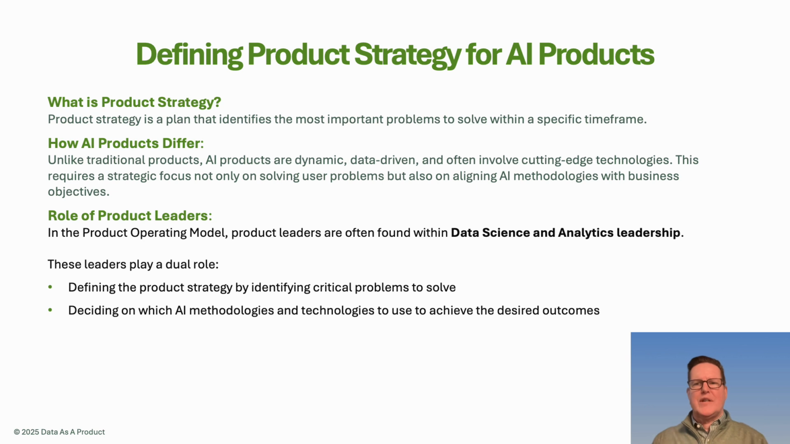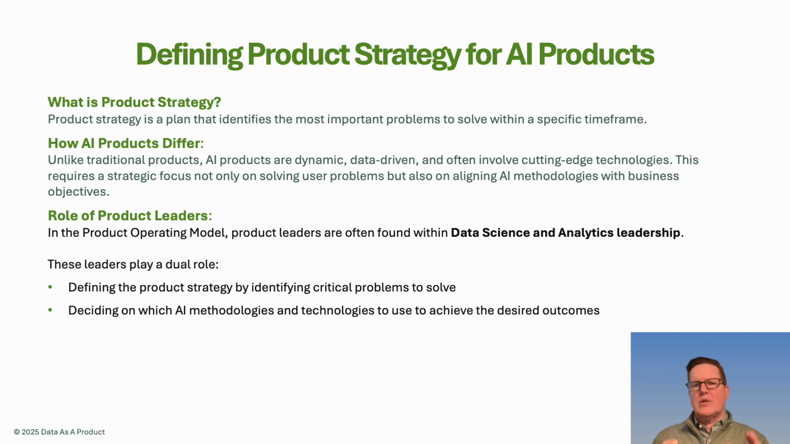Product strategy is the foundation for achieving your vision while aligning with your business goals. For our AI products, what this means is that you're going to leverage the unique capabilities of AI to solve critical problems that deliver measurable outcomes. So let's take a minute and break all this down. First, what is product strategy? Well, it's your plan that's going to identify the most important problems to solve and the time frame in which to solve them. It's going to bridge the gap between your product vision, what you aspire to achieve, and the effort needed to make it a reality.